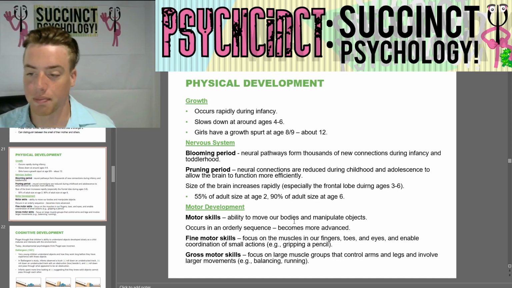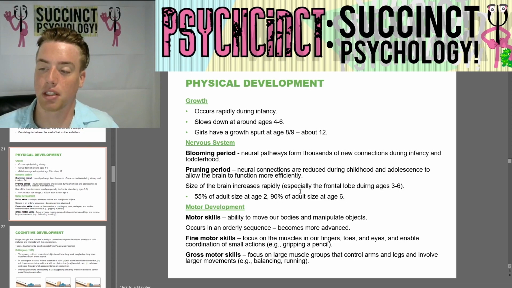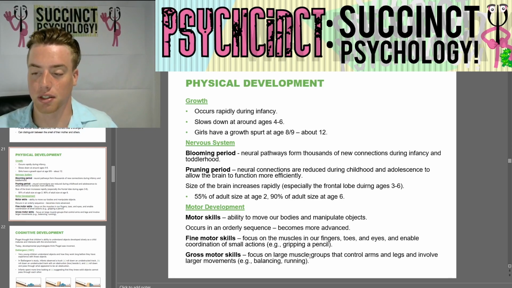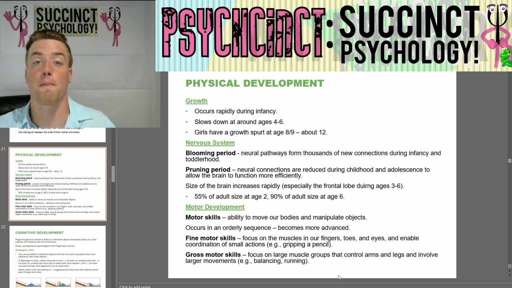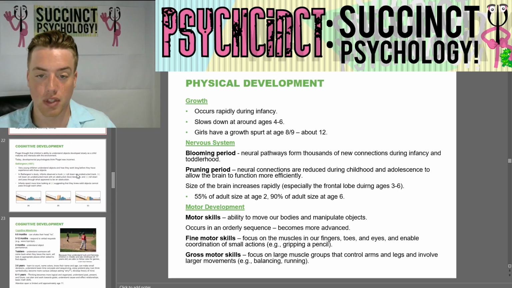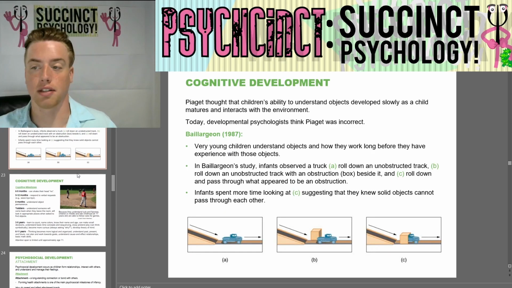Now, motor development is motor skills, our ability to move our bodies and manipulate objects, that occurs in an orderly sequence and becomes more advanced. Now, fine motor skills focus on the muscles in our fingers, toes, and eyes and enable coordination of small actions, for example, gripping a pencil. Now, gross motor skills focus on large muscle groups that control arms and legs and involve larger movements, for example, bouncing and running. Going on, we have cognitive development.